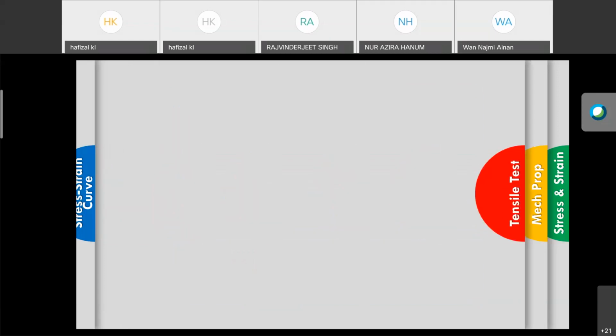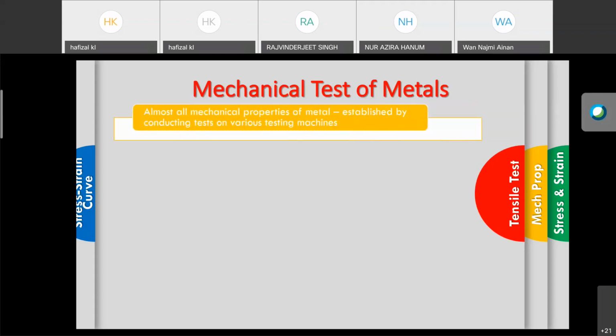And then we will go for the tensile test. Before that, we will go for the mechanical test of metal. There are a lot of techniques that can be used to test metal according to its mechanical properties. In this case, the mechanical properties of metal are basically established by conducting tests on various testing machines.